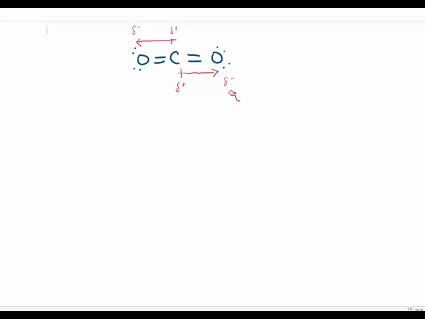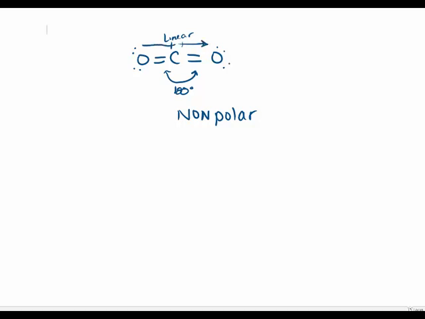Now, because these oxygen atoms are equal, and I'm just going to erase the dipoles for a little bit of clarity, because they are equal and they are pulling equal and opposite in opposite directions of that carbon, and we know that these bond angles are 180 degrees, and this is a linear molecule, this is a nonpolar molecule. And it's nonpolar because we pull equal and opposite. We're pulling in opposite directions with an equal amount of force. So this is a nonpolar molecule.